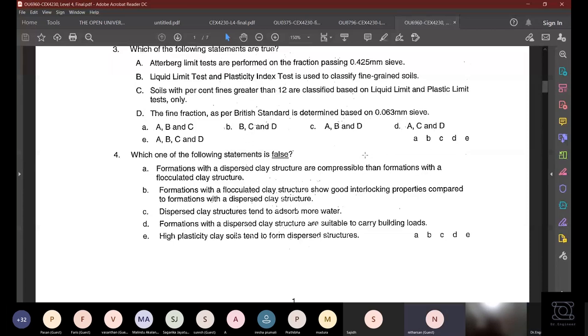Soil with percentage points greater than 12 are classified based on the liquid limit and plastic limit test only in the laboratory.